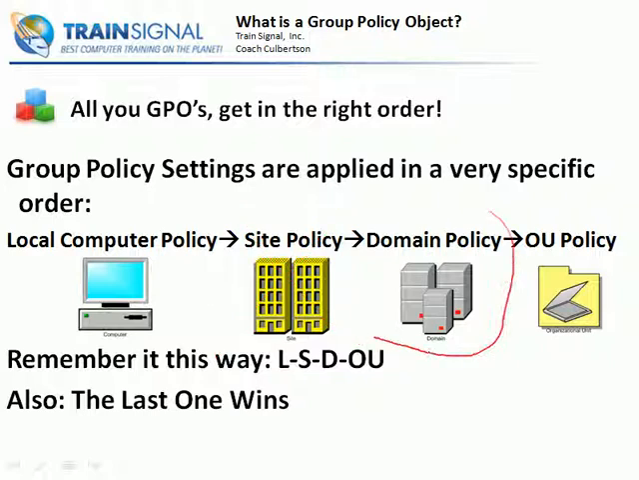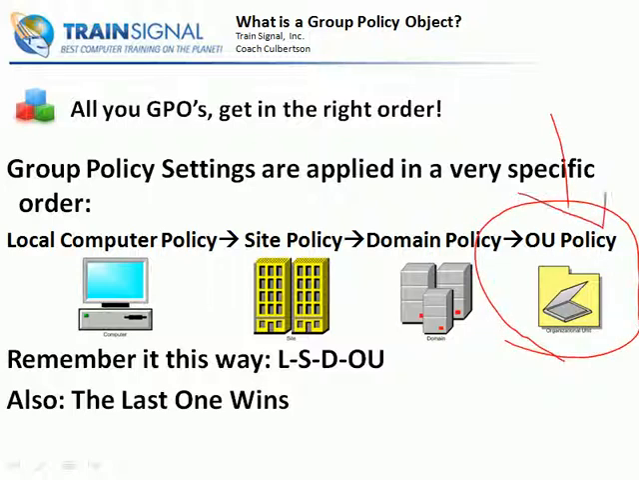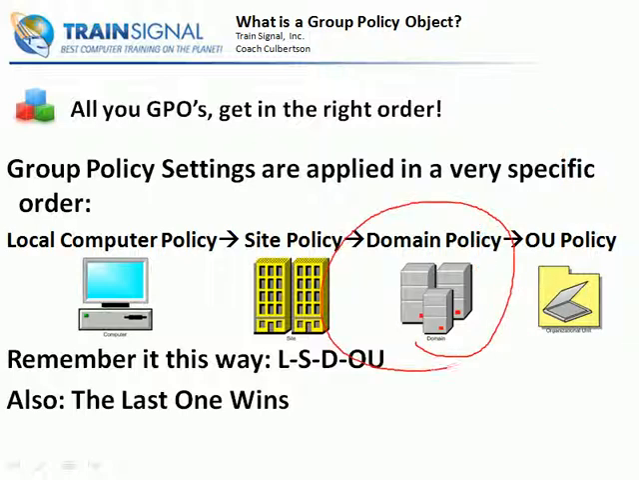Then whatever policy is running at the domain level, remember that default domain policy? Then it gets applied, and then the organizational unit policy gets applied. So then again, this is where we're going to be doing most of our work in this particular video series, because this is where you're going to be doing most of your work in real life, although you might be doing some stuff at a domain policy level as well.